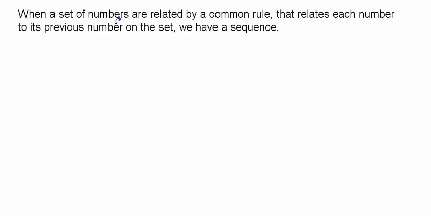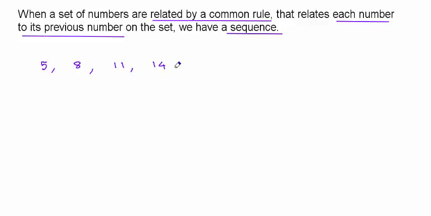When a set of numbers are related by a common rule that relates each number to its previous number in the set, we have a sequence. Consider the set of numbers 5, 8, 11, 14, 17, 20, and so on. If you look at any number in this set after the first number, you will find that every number is exactly 3 more than the previous number.